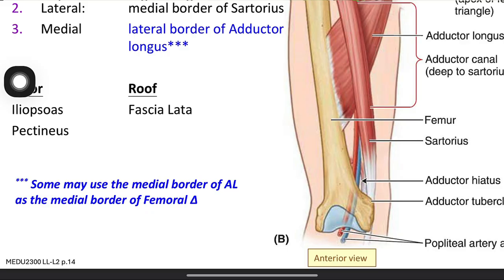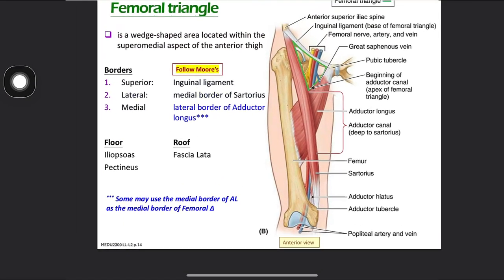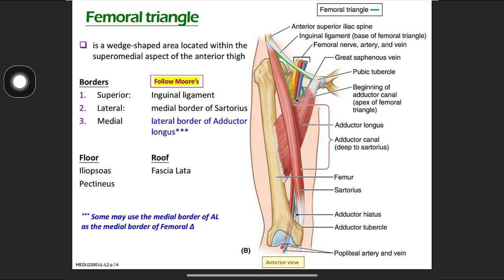Okay? Now, why do I need to show you this? Because if you read textbooks, there are actually 2 schools of thought about the boundaries of the femoral triangle. But as I say, we follow Moore's, so that we have this femoral triangle area to go by.